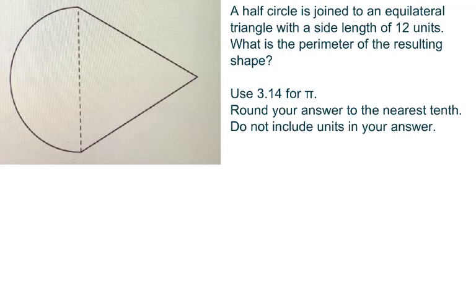A half circle is joined to an equilateral triangle with a side length of 12 units. What is the perimeter of the resulting shape? Use 3.14 for pi. Round your answer to the nearest tenth. Do not include units in your answer.